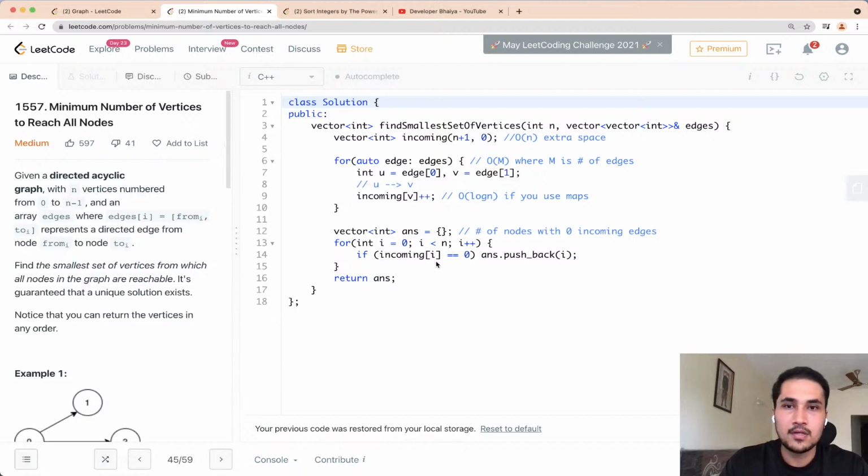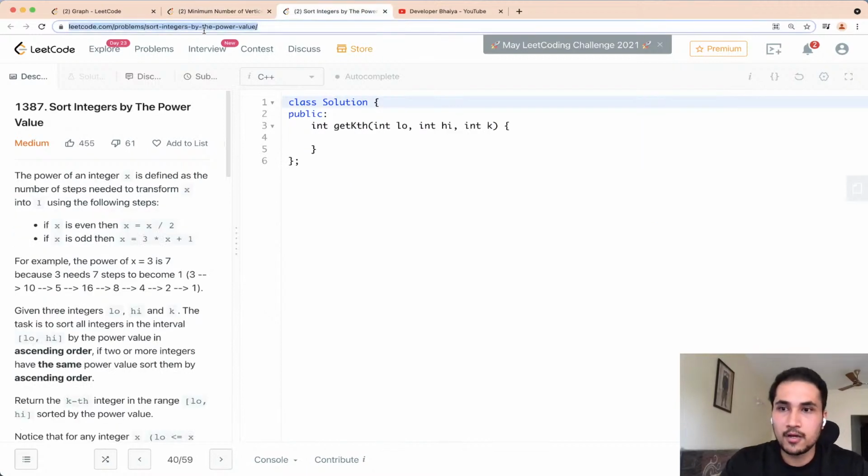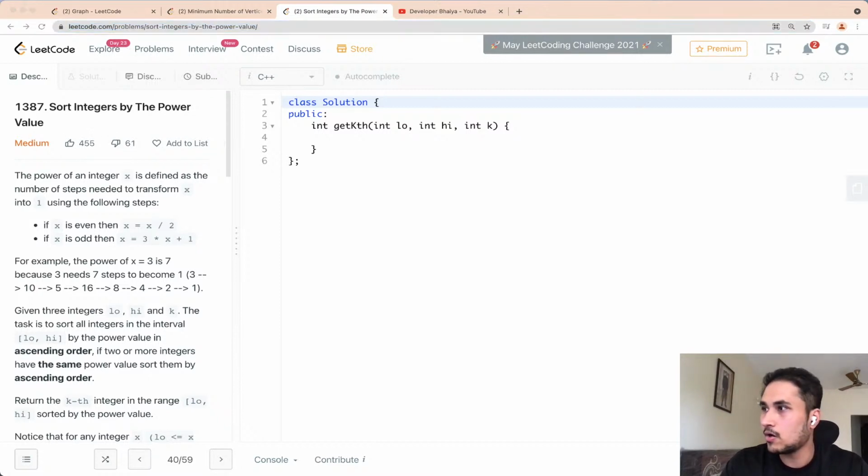All right. So let's move on to the next problem that we have. Sort integers by the power value. This is also having an okay-ish likes and dislikes ratio. So let's solve this. I'm pasting that in the Discord as well as in the chat window.